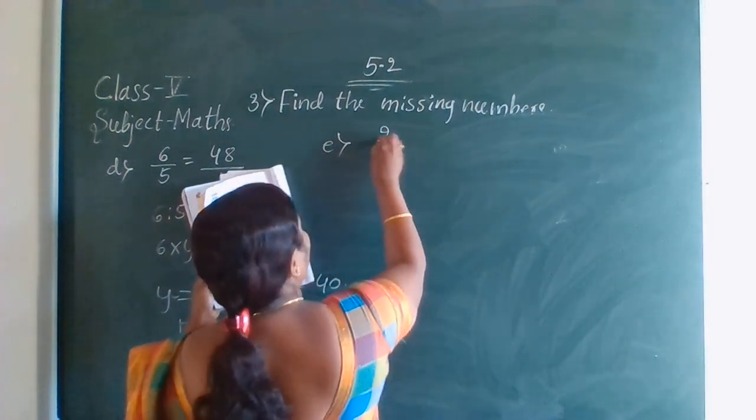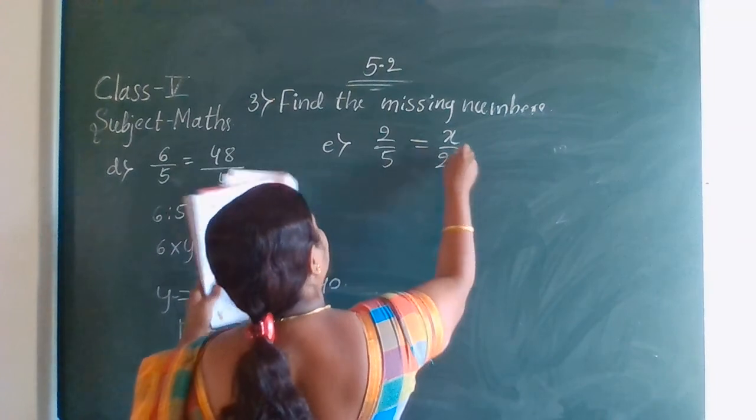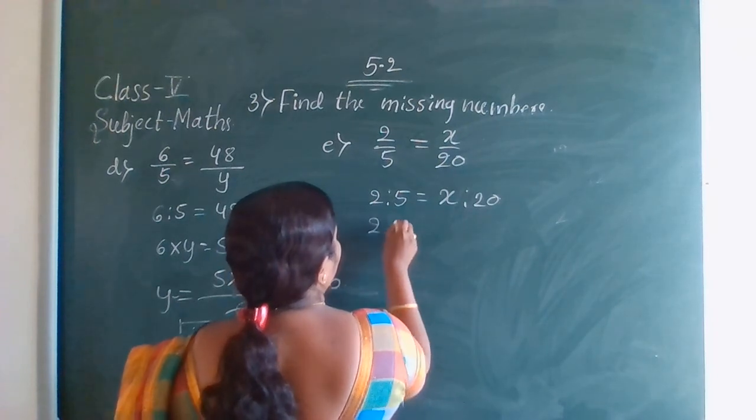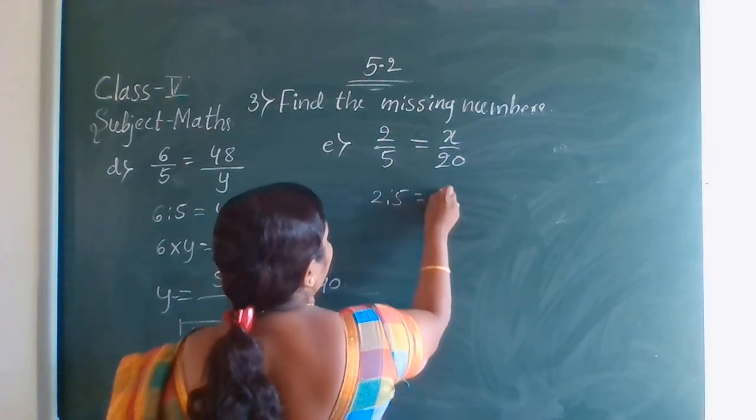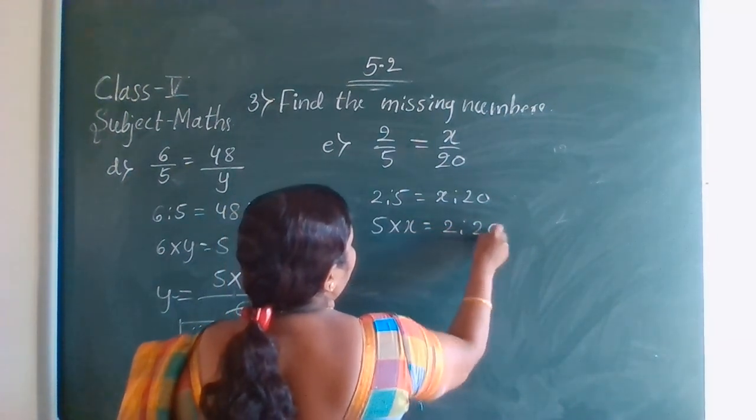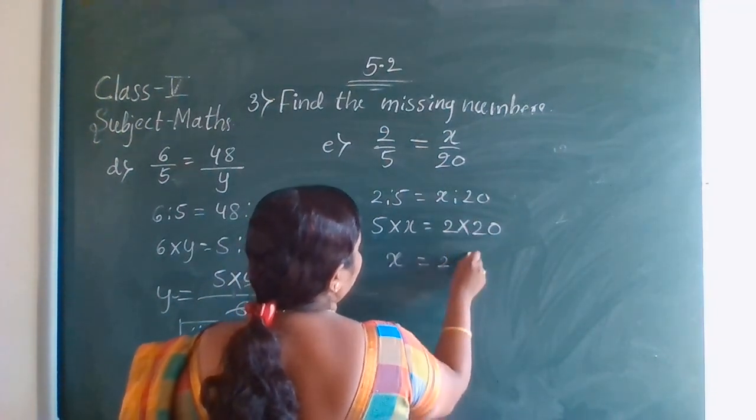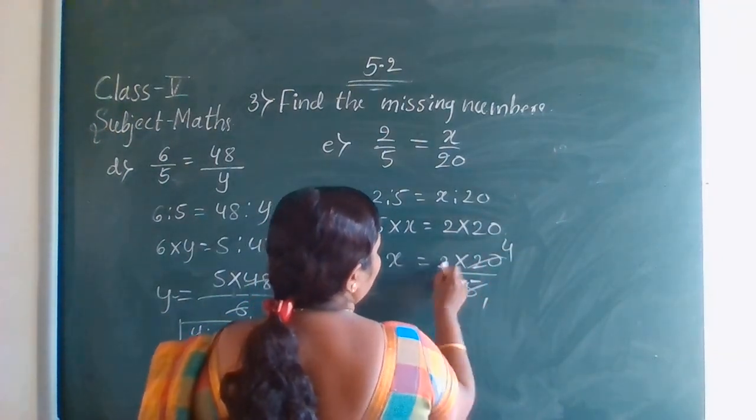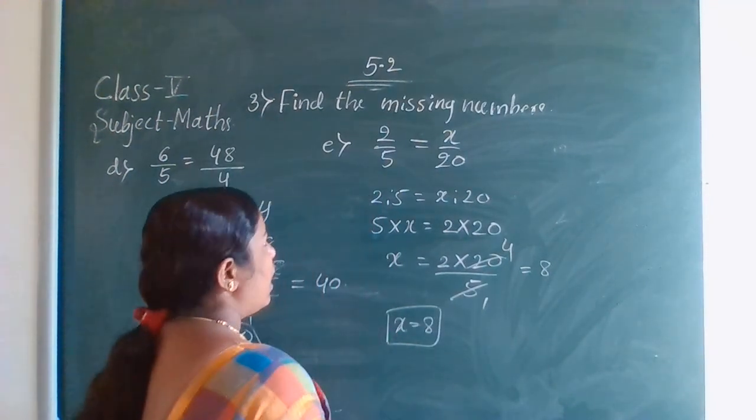E. 2 by 5 is equal to x by 20. 2 is to 5 equal to x is to 20. Product of means is equal to product of extremes. I want x, so 5 will come here. 5 ones are 5, 5 fours are 20, 2 fours are 8. So x is equal to 8 is the answer.